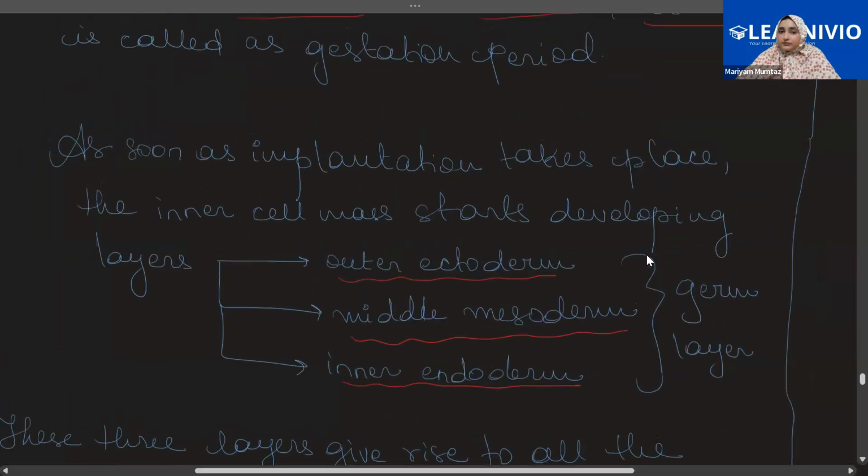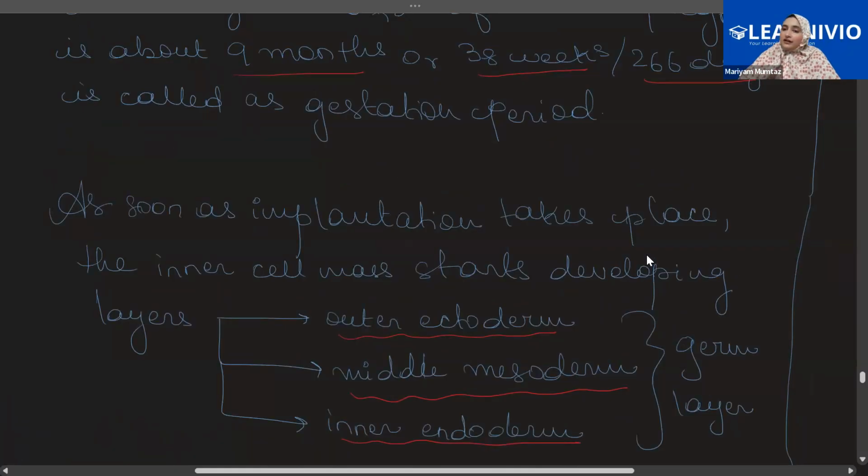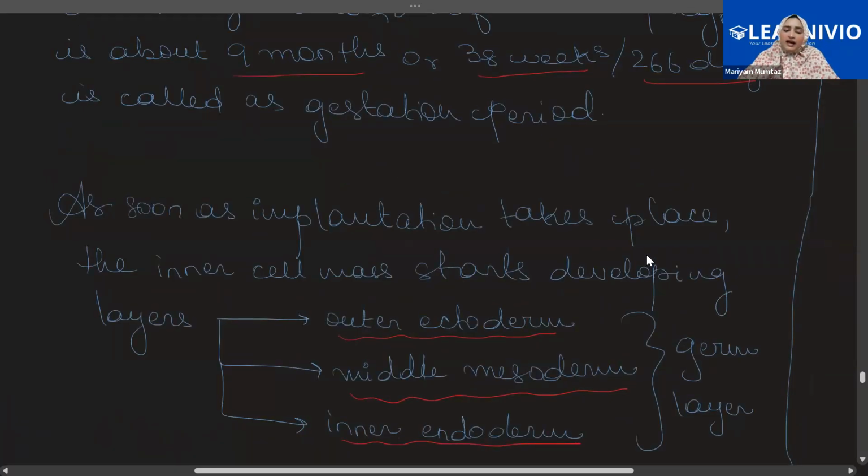Now, this gestation period can vary from organism to organism, meaning in cats, in dogs, in elephants, it will be different.